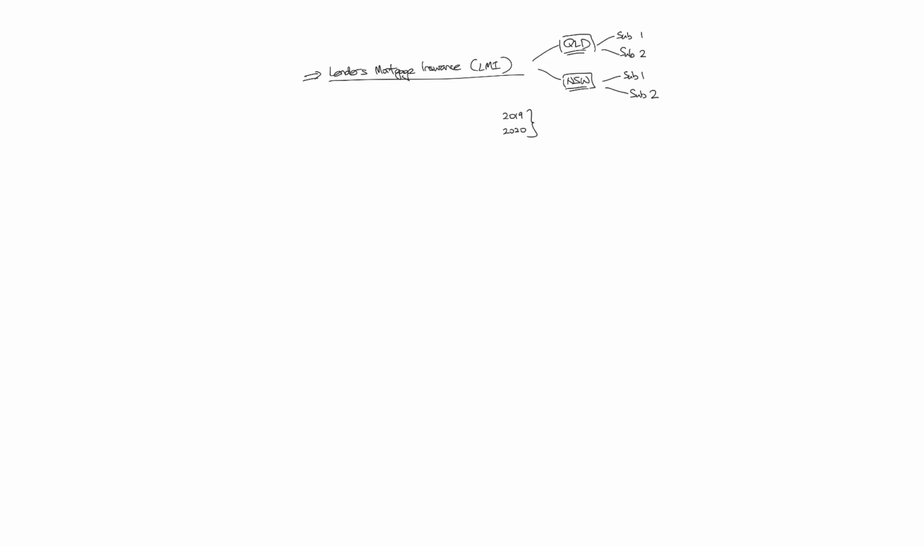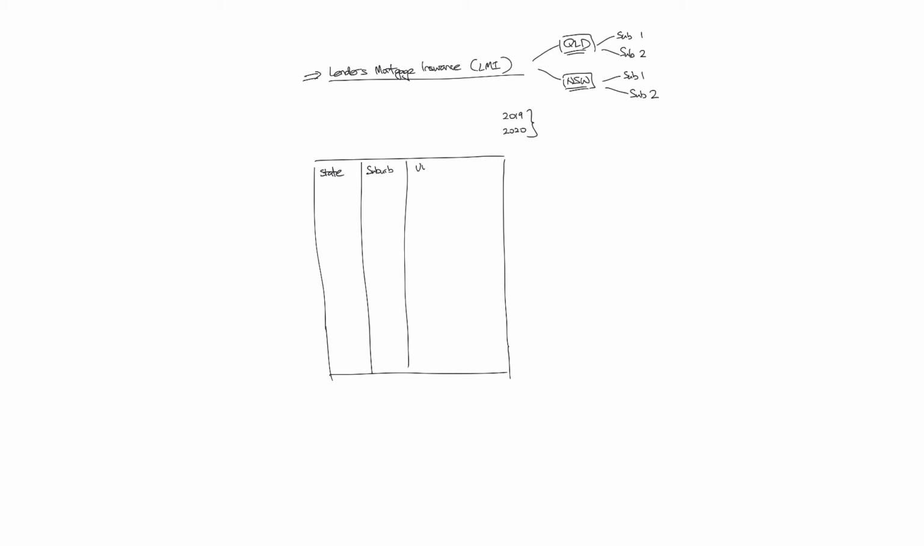So if I were to draw a table summarizing these states, what I can do is say, okay, well, state over here and suburb over here, underwriting year over here, and profit bucket.